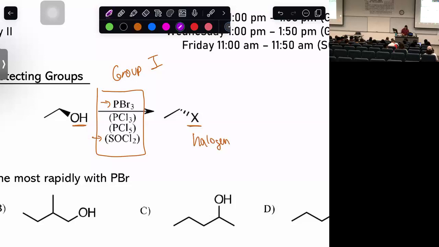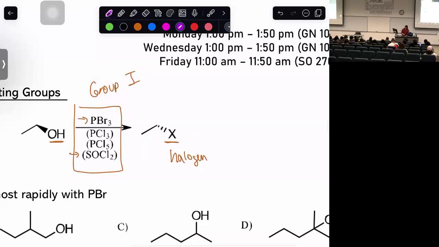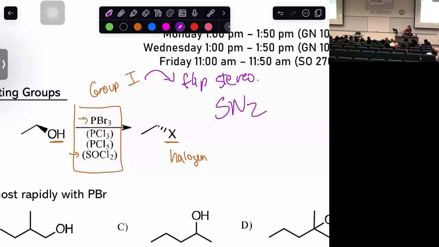Okay, and now, next thing that you have to know, and very important thing conceptually, is that we flip the stereochemistry. Group 1, it always flips the stereochemistry. Why do we think it flips the stereochemistry? What kind of mechanism does that make? SN2, exactly. So for example, if on the exam you get a question saying, when you use SOCl2, what kind of mechanism does it follow? Your answer is going to be SN1, SN2, E2, or E1. The answer is SN2, always, okay?